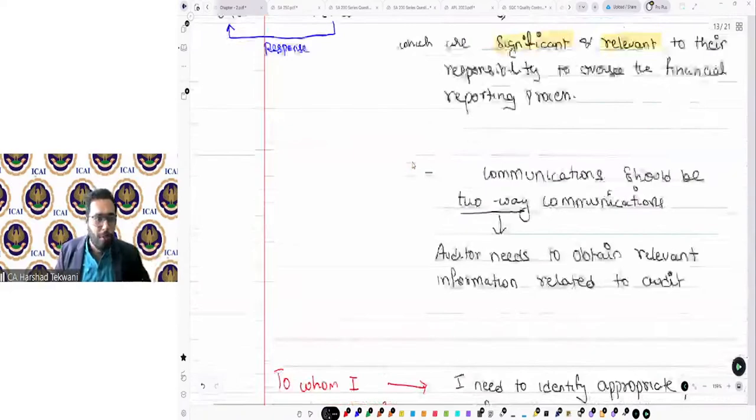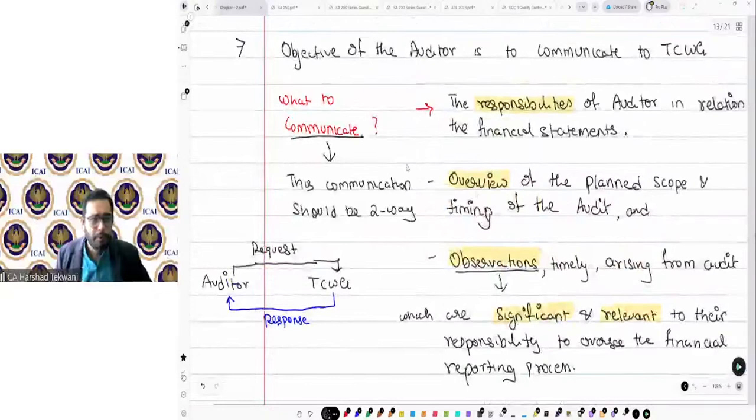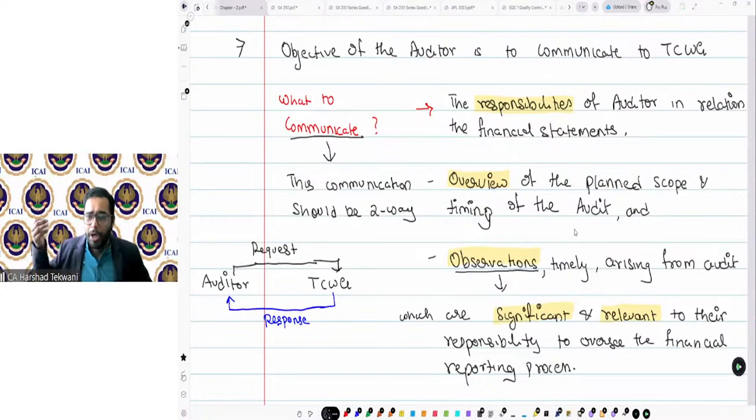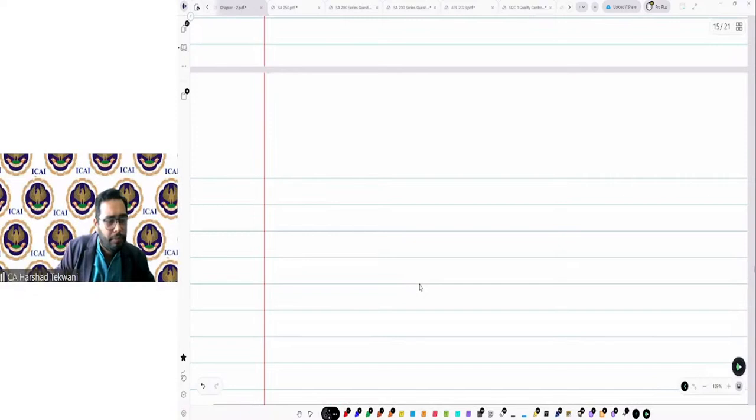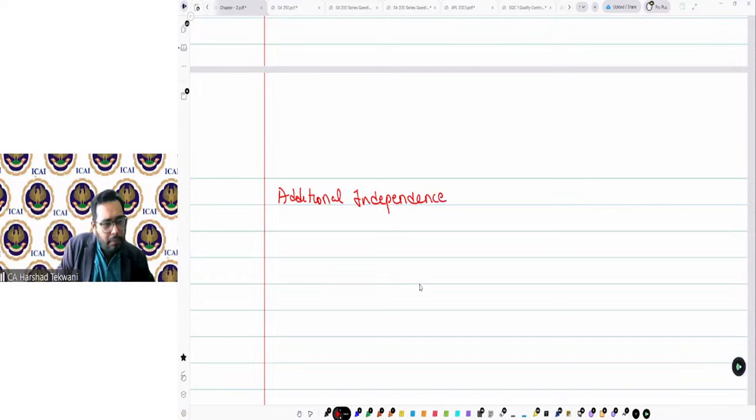So remember here, I said overview of the plan, scope and timing of the audit. The plan, scope and timing of the audit somewhere include independence also: my plan scope includes these people in my team and these people in my team are also independent. So this is something coming from the scope of the audit, timing of the audit or resources that I'm appointing on the audit. Additional independence requirement to communicate.